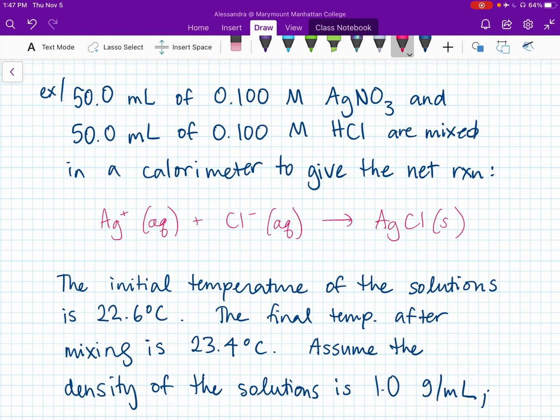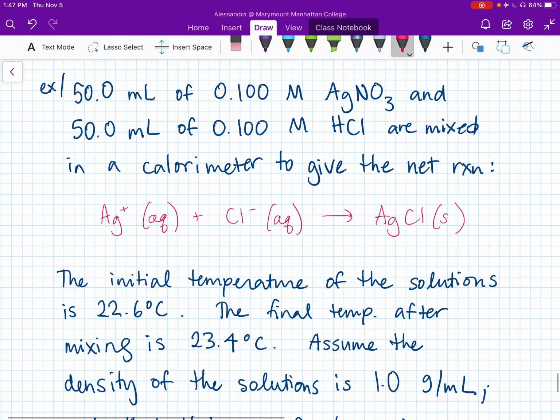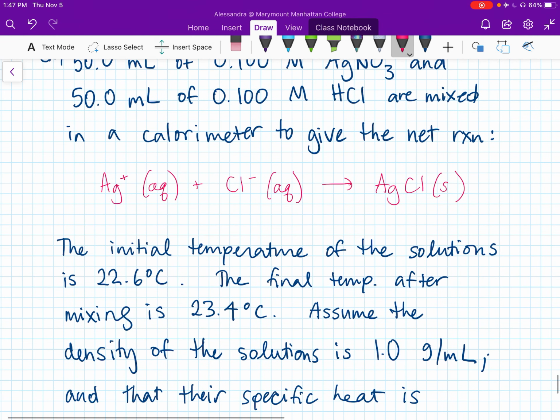The initial temperature of both solutions is 22.6 degrees Celsius. The final temperature after mixing is 23.4 degrees Celsius. So the temperature has gone up. I would like you to assume that the density of the solutions is 1.0 gram per milliliter.